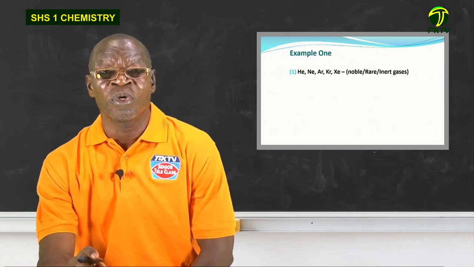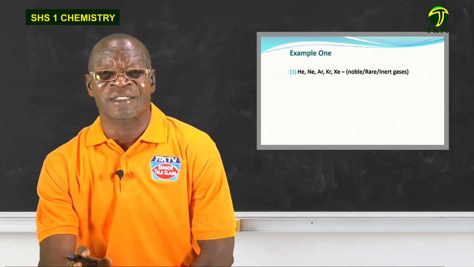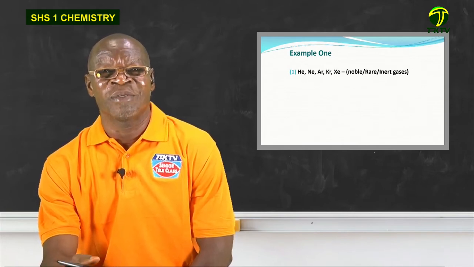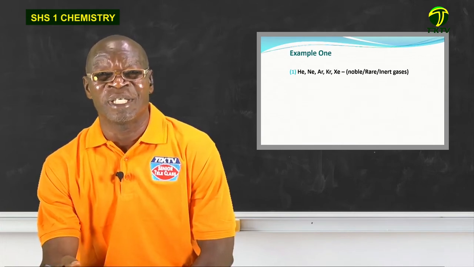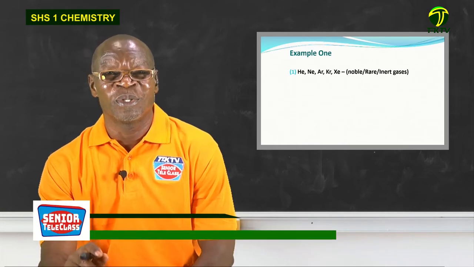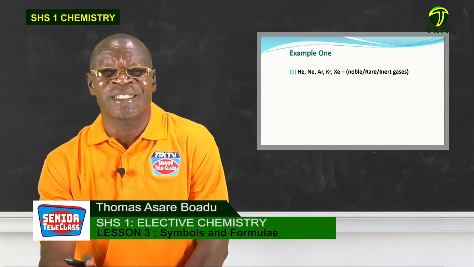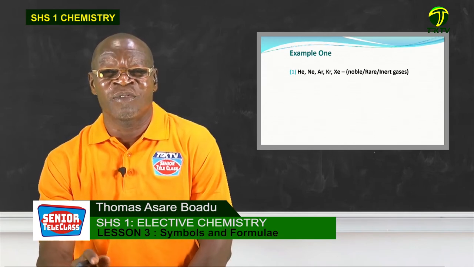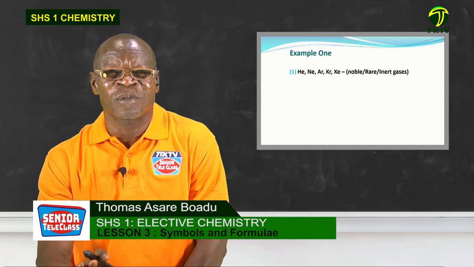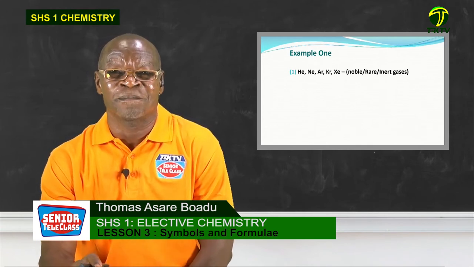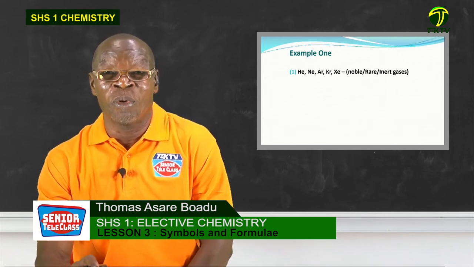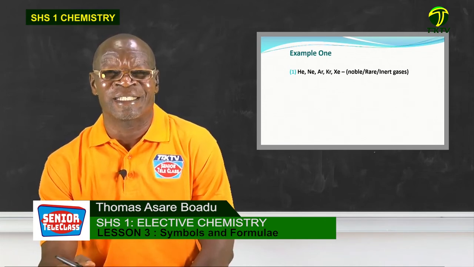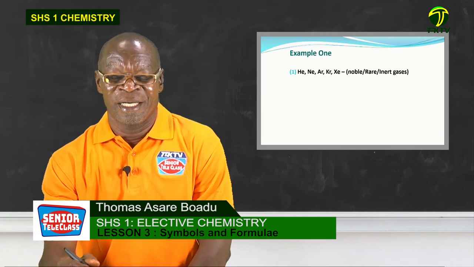We have the noble gases, or the inert gases, or the rare gases. Why do we have the names noble, rare, and inert? When somebody is noble, he is a person who does not want to mingle with others. So these substances don't want to combine with others. And rare, they are not common. We don't see them. They are inactive, so we say they are inert. So the three names reflect them.